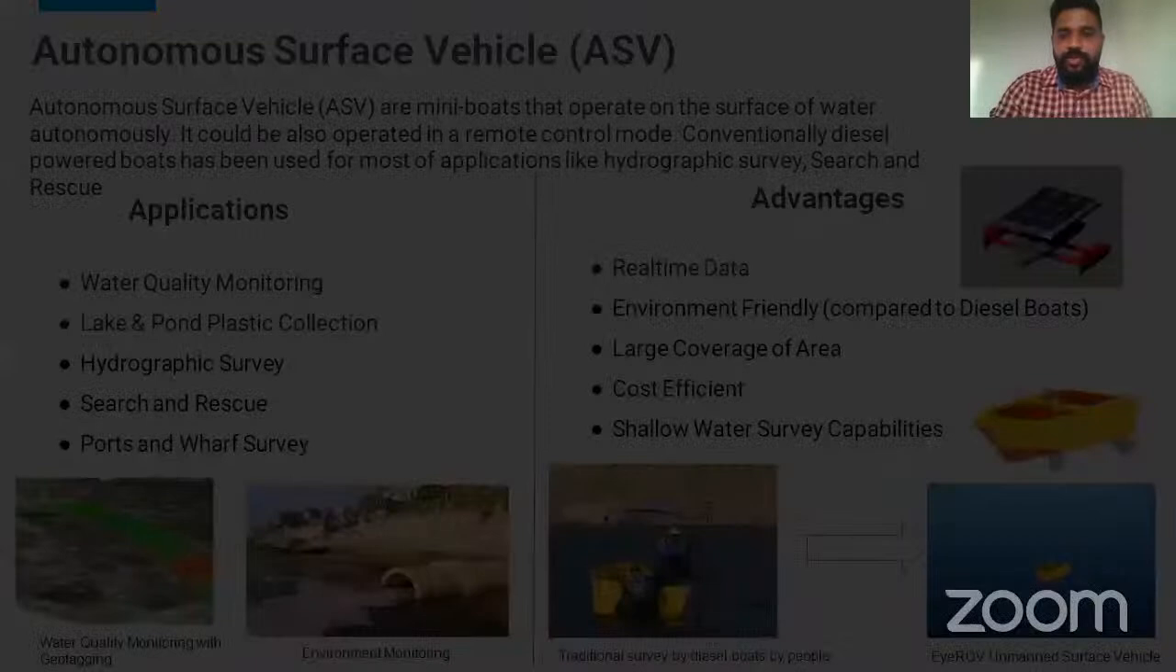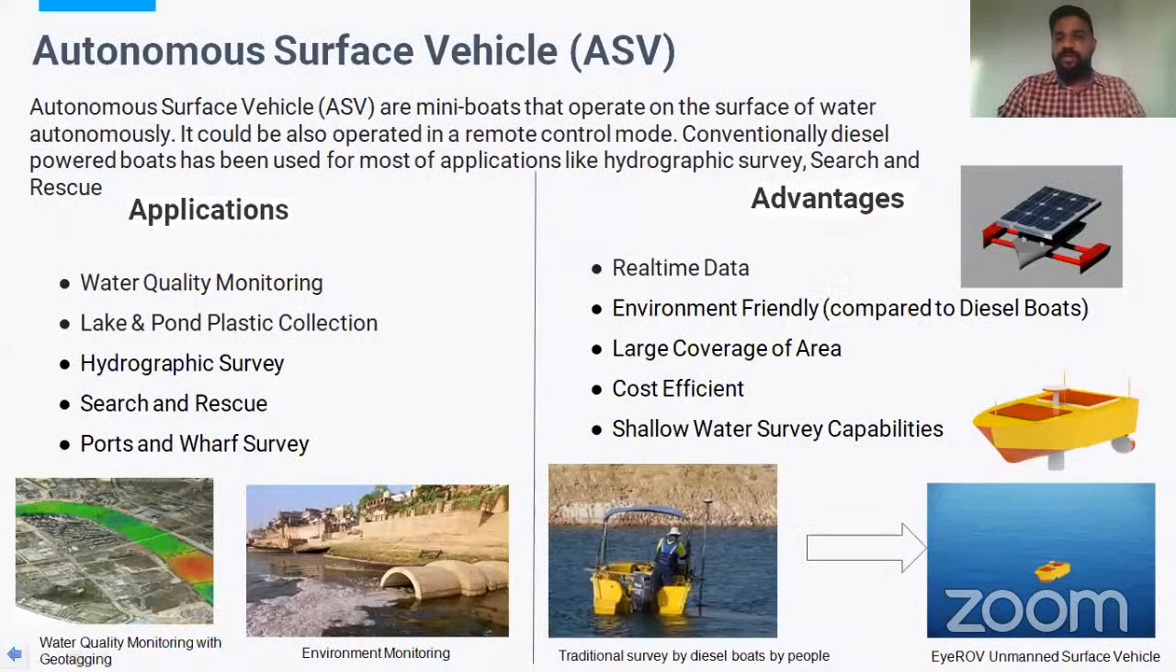Apart from this, we are also developing autonomous surface vehicles. Like ROVs, these surface vehicles are mainly used to carry out hydrographic surveys and search and rescue operations. These vehicles do not go underwater but stay on the surface of the water, mainly used to carry out sedimentation studies and bed mapping, the multi-beam data, hydrographic data basically. It has various other applications also, like water quality monitoring.